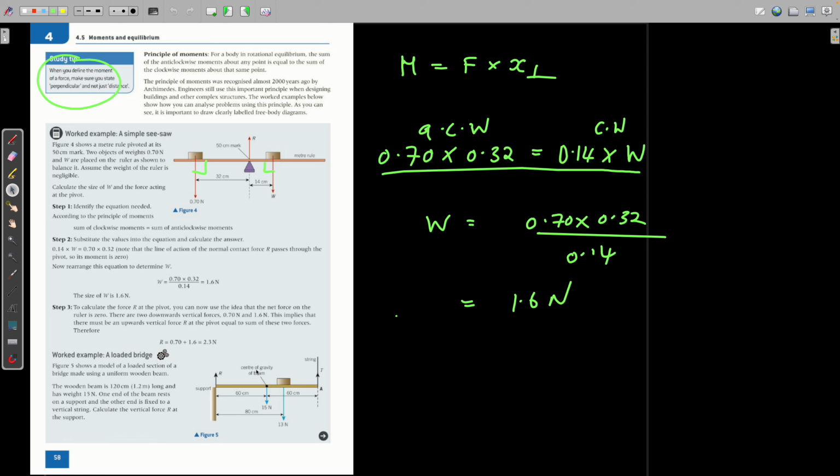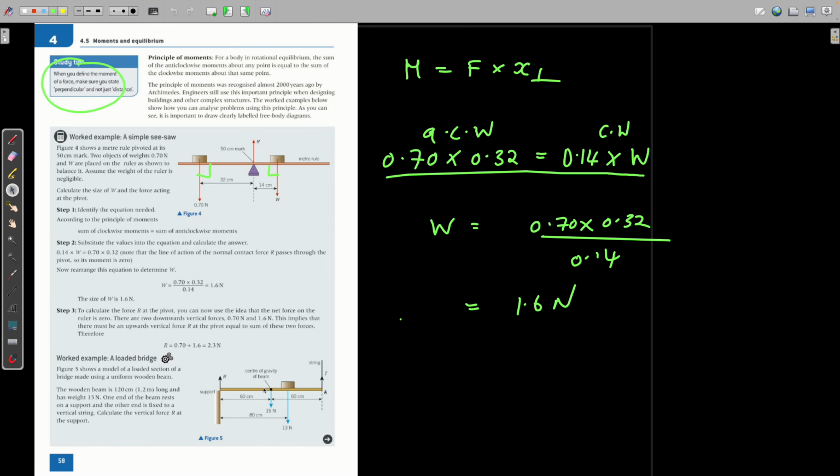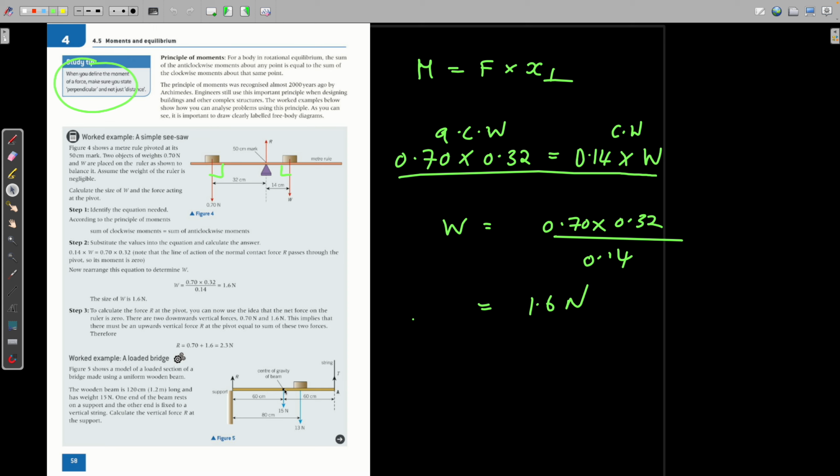Okay, so back to page 58, the more complicated example here. Figure 5 shows a model of a loaded section of a bridge made using a uniform wooden beam. So that's here. And if it's a uniform beam, then all the weight acts at the center of gravity. So wherever the center is, that's where the weight is going to be acting. So just there. The wooden beam measures 120 centimeters and has a weight of 15 newtons.